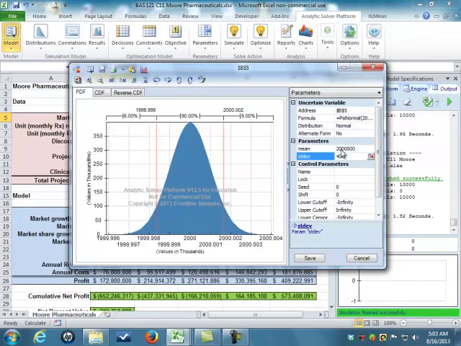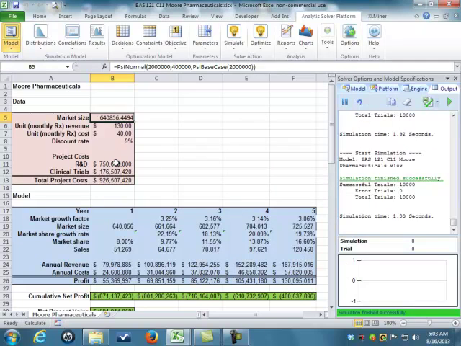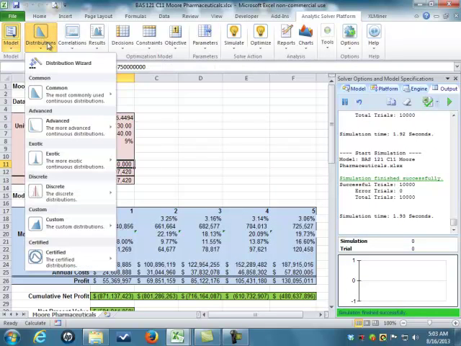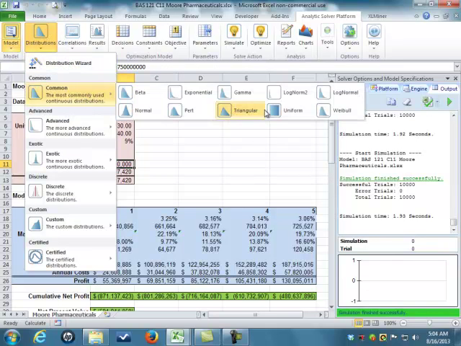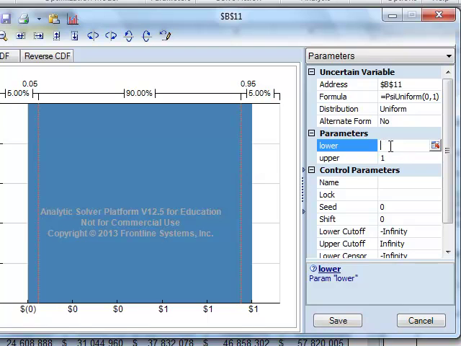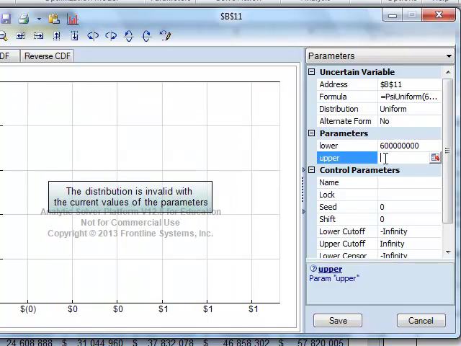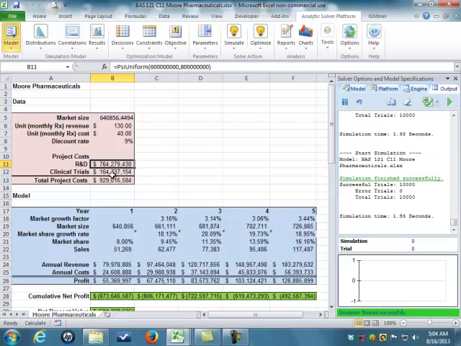Let's put a distribution around our R&D costs, and let's make this one be a uniform distribution. And let's make it be a range from 600 million to 800 million. We know our R&D costs are going to be somewhere in that range. I got to make sure I put in the right number of zeros. 800. Okay.